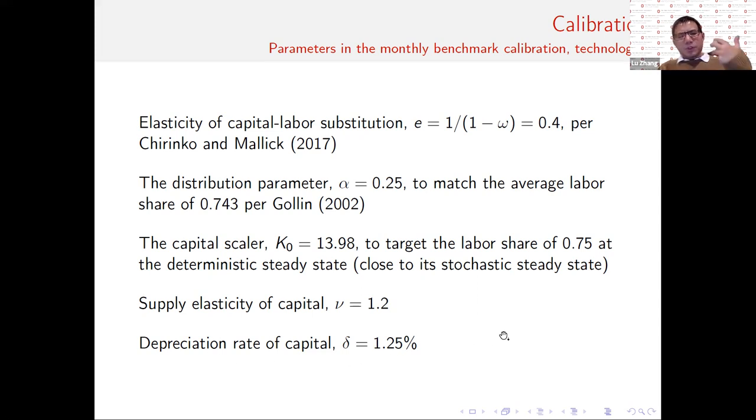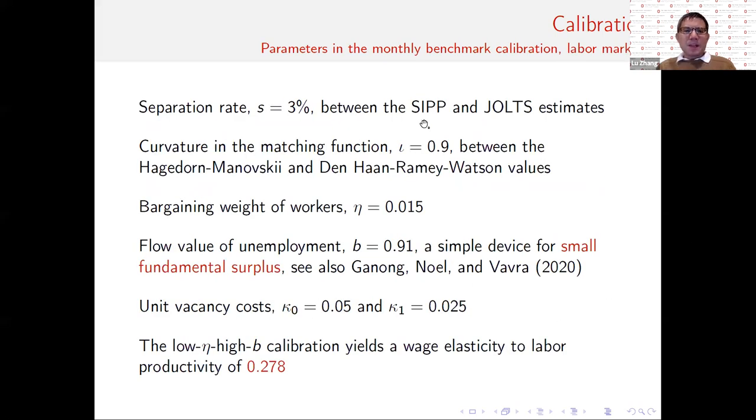A monthly depreciation rate of capital, 1.25% per month. All right, separation rate, we're using 3%. So the JOLTS average estimate for separation rate would be 3.5.